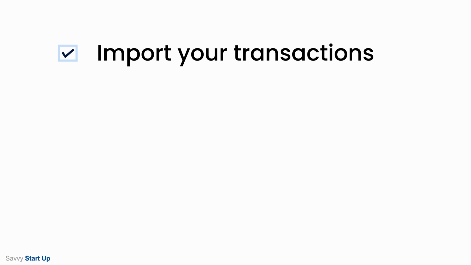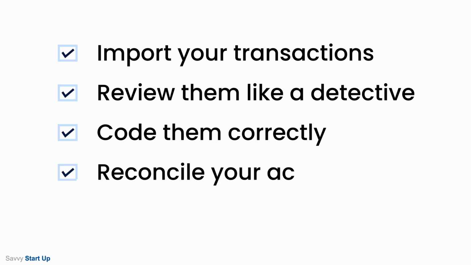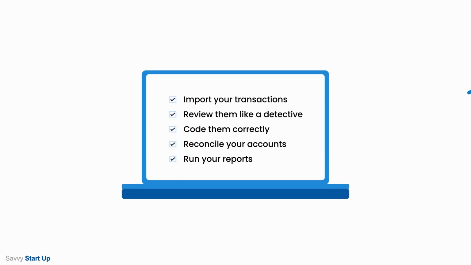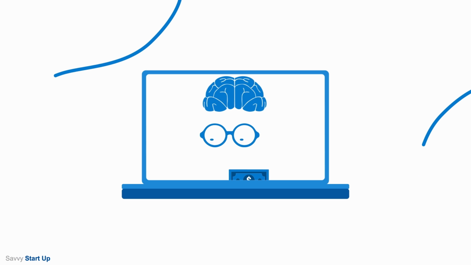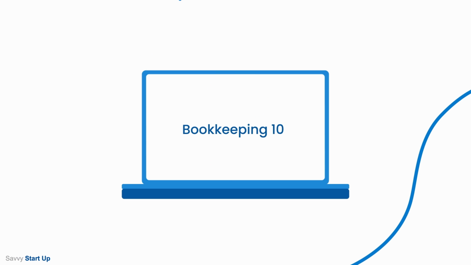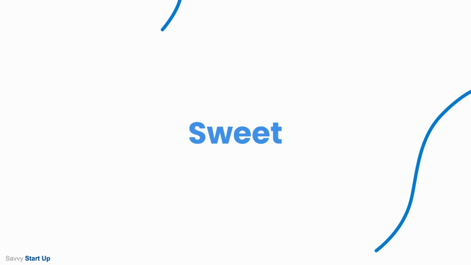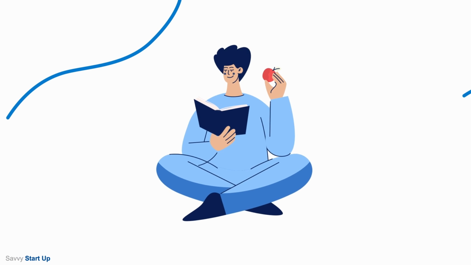So to wrap it up, import your transactions, review them like a detective, code them correctly. Reconcile your accounts and run your reports to see how your business is doing. It's that simple. With this system in place, you'll be able to keep your financials in check without breaking a sweat. So that's Bookkeeping 101. Short, sweet, and hopefully a little fun. Now you're ready to tackle your own books with these basics to get started.